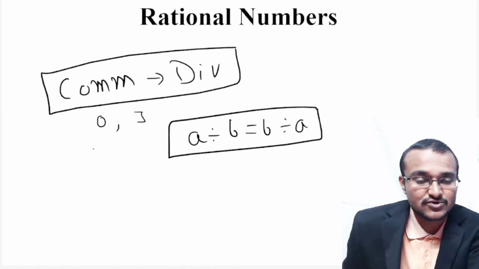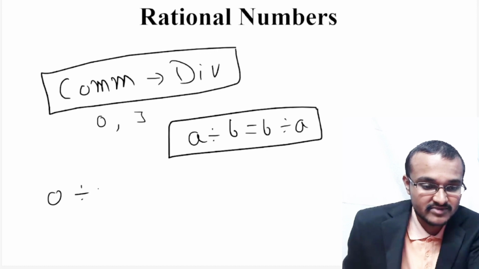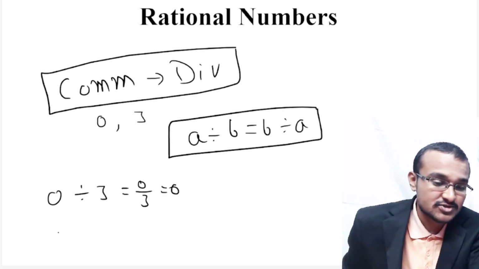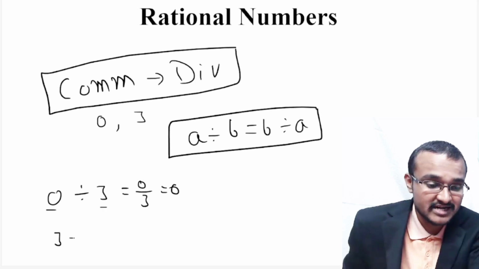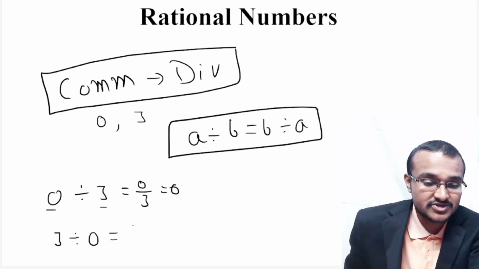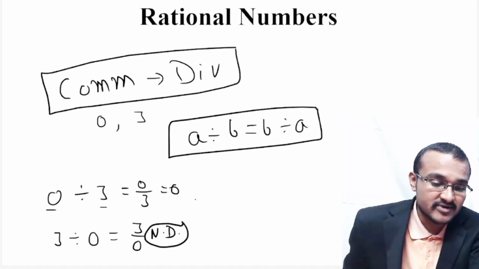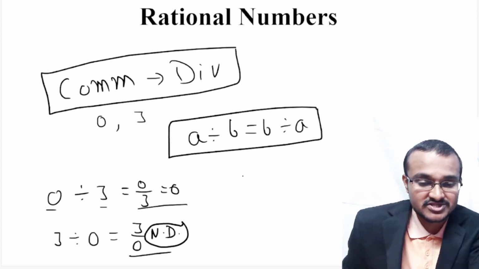Now 0 and 3 are two whole numbers. So 0 divided by 3 will be 0 by 3, which will be 0. Now let us interchange the places of a and b. That will be 3 divided by 0. So 3 divided by 0, which is 3 by 0, is actually not defined. That's why here you are not getting the same answer when you interchange the positions.